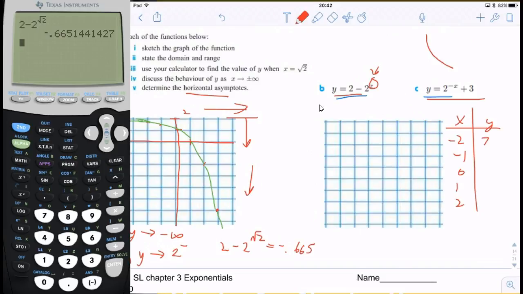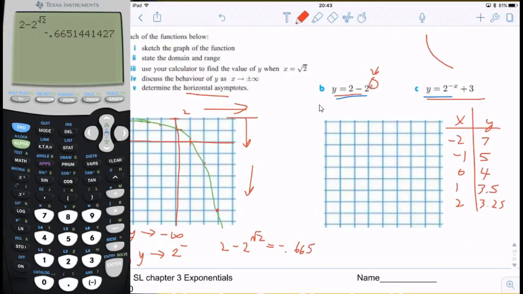If we put in negative 1, we get 2 to the negative 1, which is 2 to the 1, which is 2, plus 3 is 5. If we put in 0, we get 2 to the 0, which is 1, plus 3, which is 4. If we put in 1, we get 2 to the negative 1, which is 1/2, plus 3, which is 3.5. And if we put 2, we're going to get 2 to the negative 2, which is 1/4 plus 3, which is 3.25.